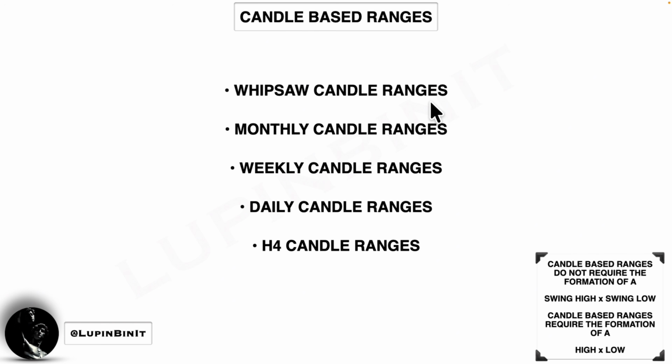Time-based ranges and candle-based ranges being relatively similar, this is simply because when we are observing an individual candle's range, we are simultaneously observing the interval of time that elapsed to form that candle. And this is also why candle-based ranges do not require the formation of a swing high and a swing low. Candle-based ranges require the formation of a high and low, which means that with candle-based ranges, the candle just has to go through the process it normally goes through, being an open low high close or an open high low close, in order for that candle's range to be established.